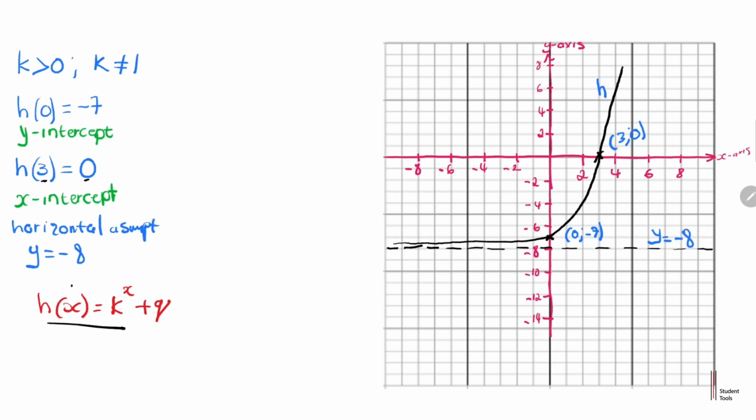Okay guys, that is how we sketch this graph. Remember to label your graph and your coordinates, the x- and y-intercepts. Now we are done with question 3. Up next is question 4.